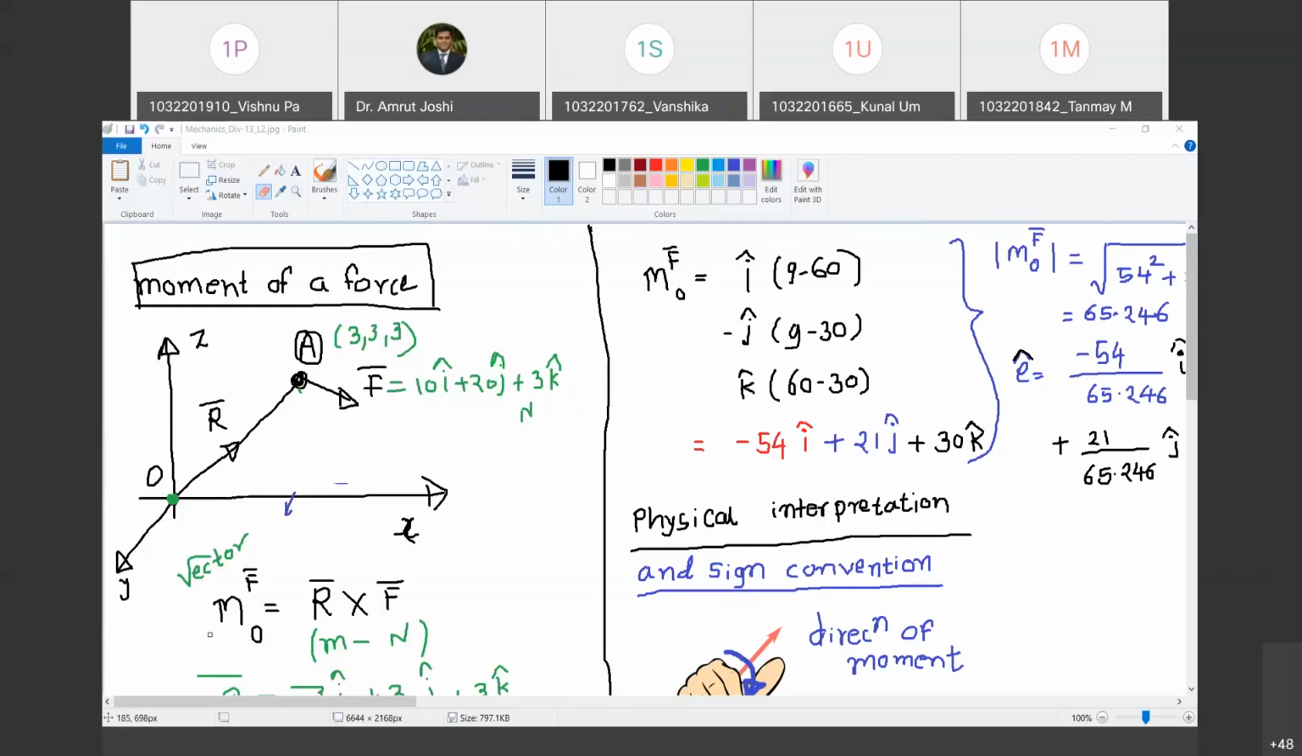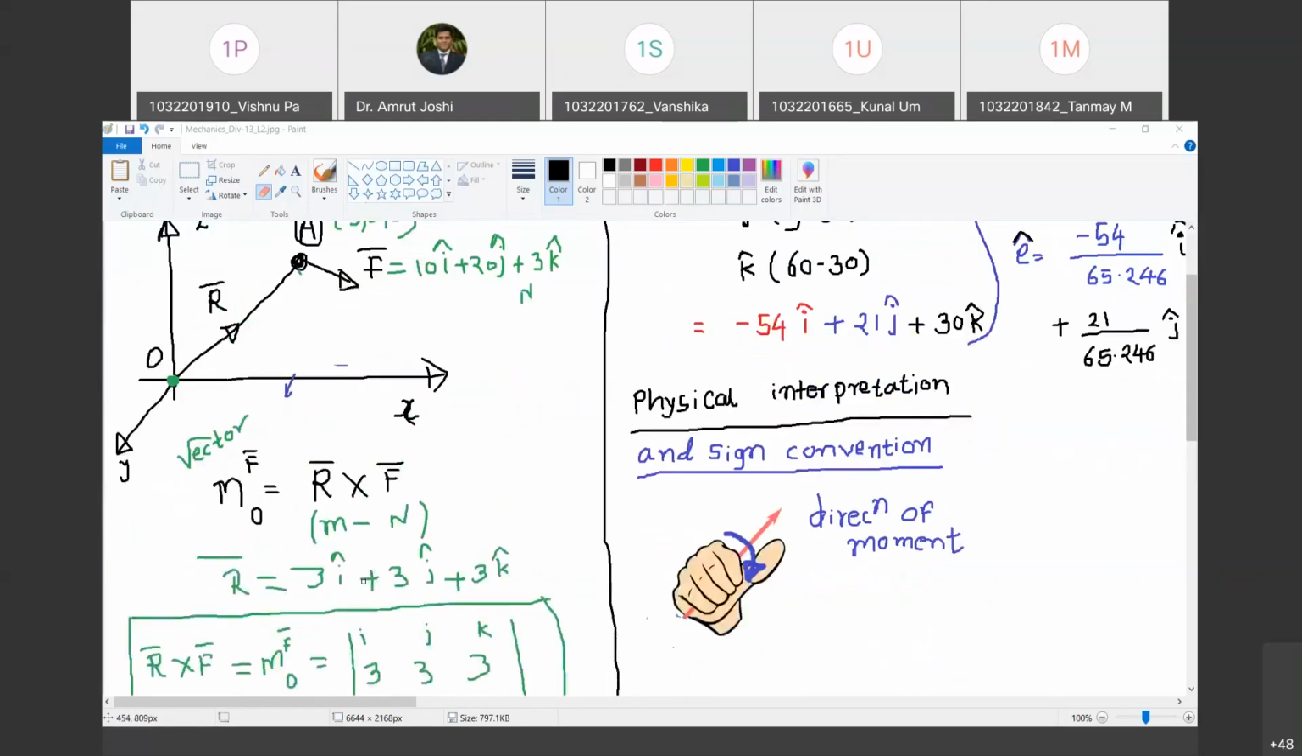And we understood that by definition, the moment of force F bar about point O is R bar cross F bar. It has a unit of Newton meter, that is unit of force multiplied by unit of length. And as it is a cross product of two vectors, therefore it is a vector quantity. यहाँ तक हमने कल किया था.